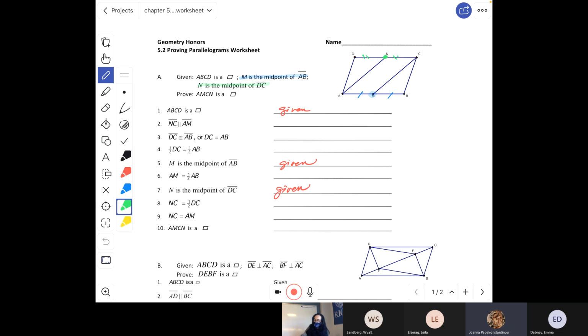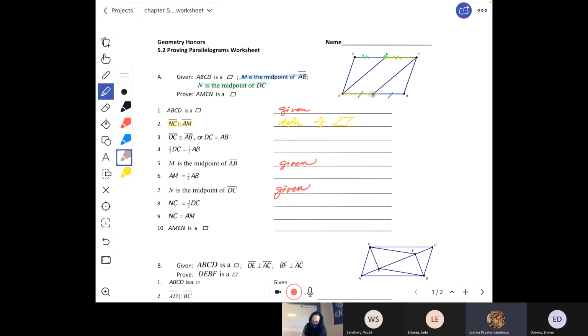Now, since ABCD is a parallelogram, I know a lot about it, but how do I know that NC is parallel to AM? How do I know that? Yeah, by the fact that we were given that these are pieces of the definition of the parallelogram. So these are pieces of that bigger parallelogram. So I know by the definition of the fact that ABCD is a parallelogram, those two things are parallel.